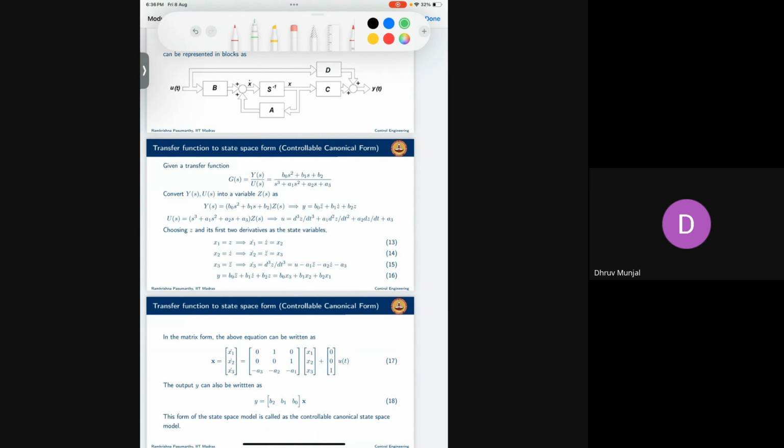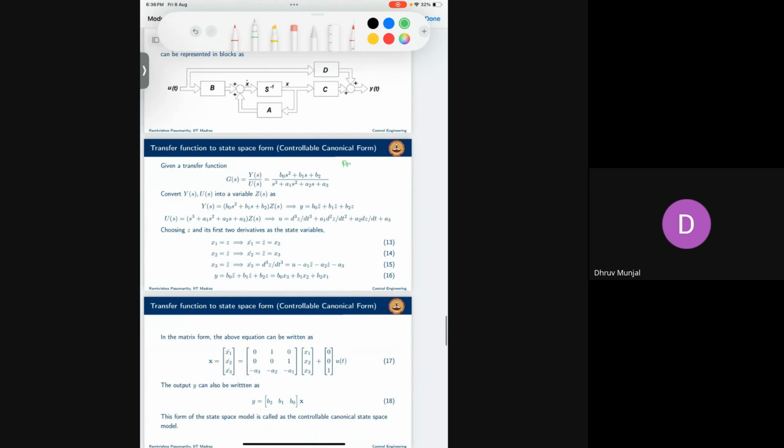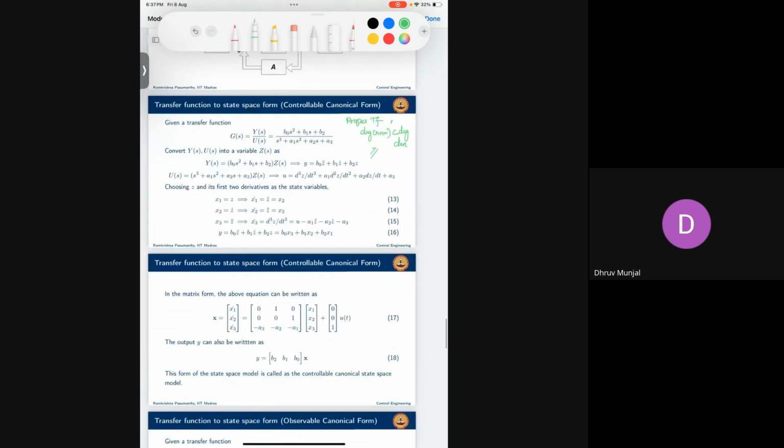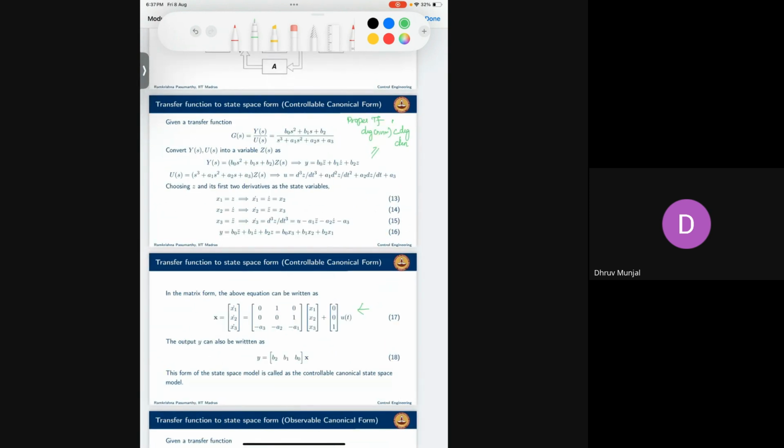So you have a transfer function. The transfer functions we usually deal with are proper transfer functions, meaning the degree of the numerator will always be less than the degree of the denominator. If it is equal or greater, then it might be an improper transfer function, right? Those kinds of transfer functions we won't usually deal with. Our zeros will be fewer than the poles, which is like the practical systems we usually have. So this equation 17 represents the controllable canonical form.